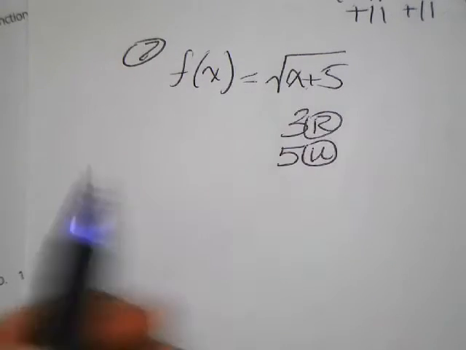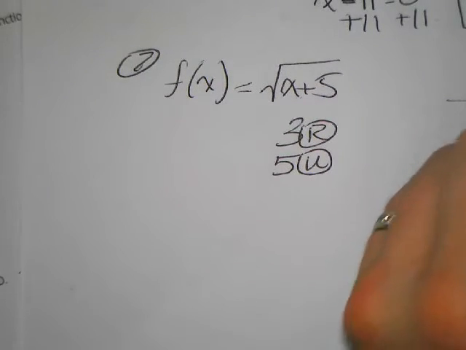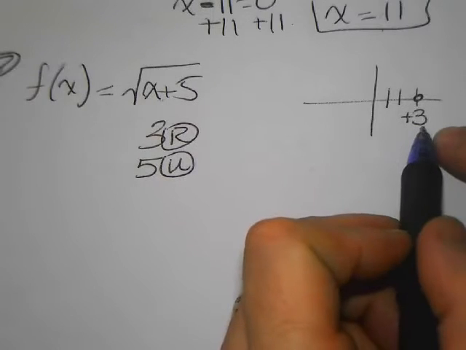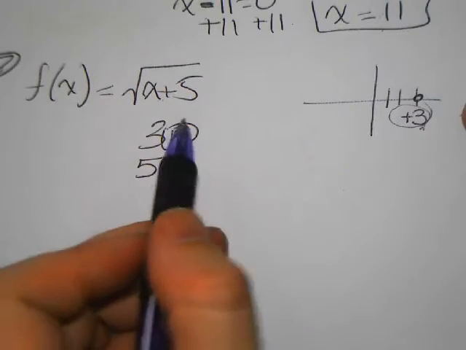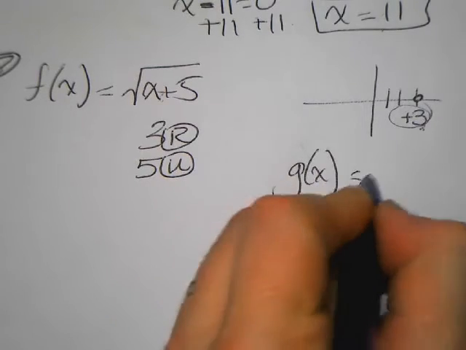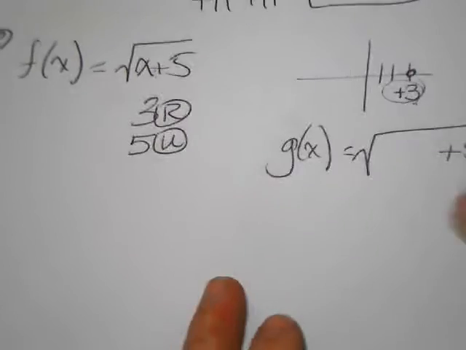So we want to go right. We're going to come out here 1, 2, 3. That's a positive 3. And remember that when I'm working with inside of my x grouping, I need to use not the positive 3 but the opposite sign. So over here, we'll have g of x equals the square root, and then here's my x plus 5.